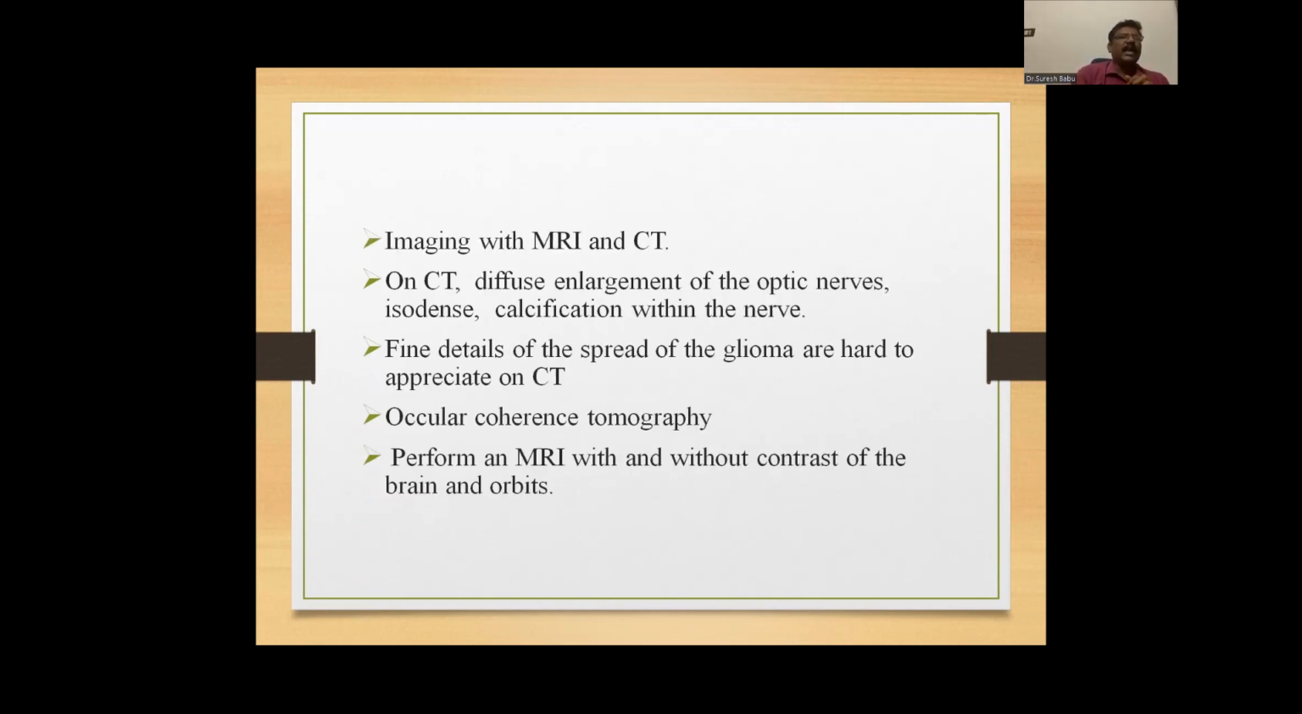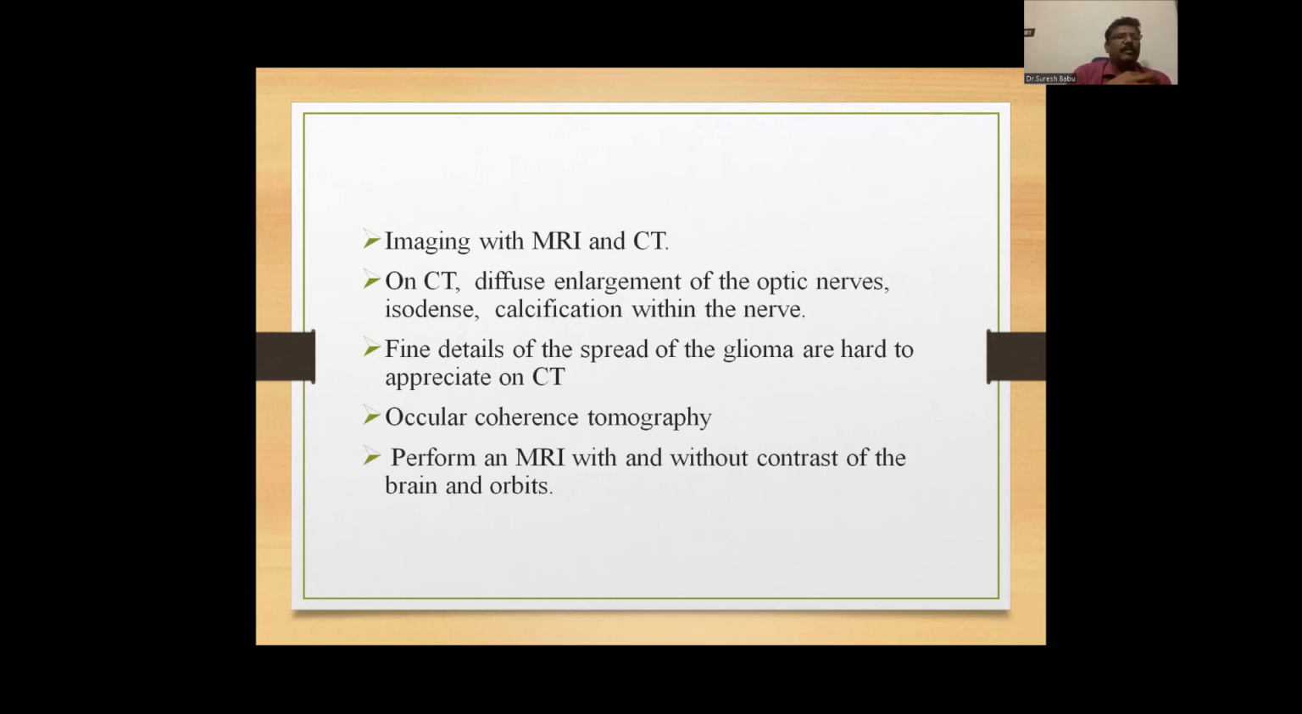So, how do we identify these tumors? First, they come with symptoms of visual disturbances. Then imaging. Previously, we used to do CT. What does CT show? It shows a diffuse enlargement of the optic nerves. These lesions are more isodense. Sometimes calcification can be seen within the nerves. But fine details of the spread of glioma are very hard to appreciate on CT. And further, in CT, the radiation exposure is more.